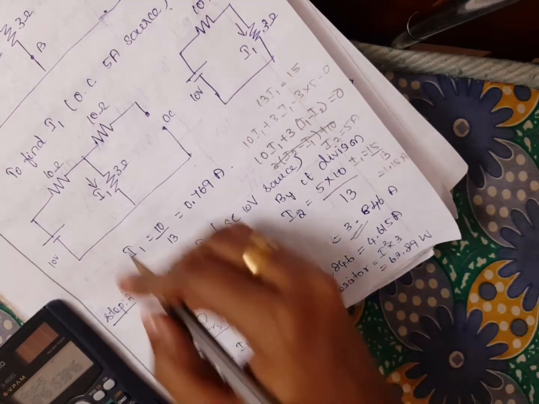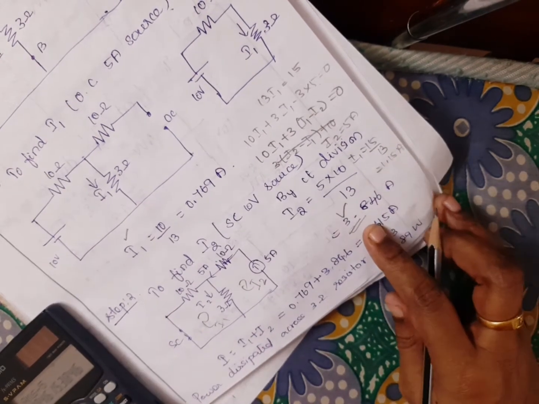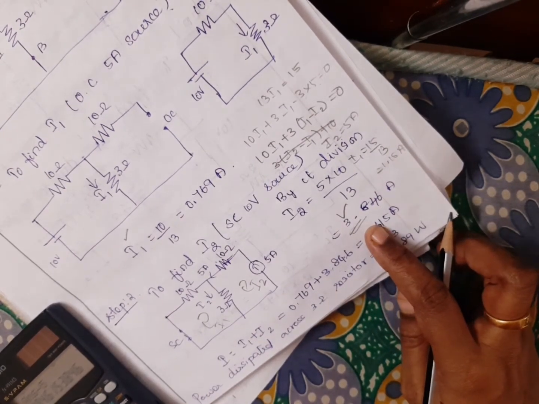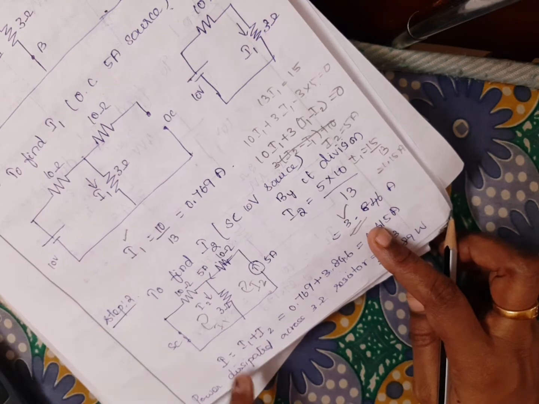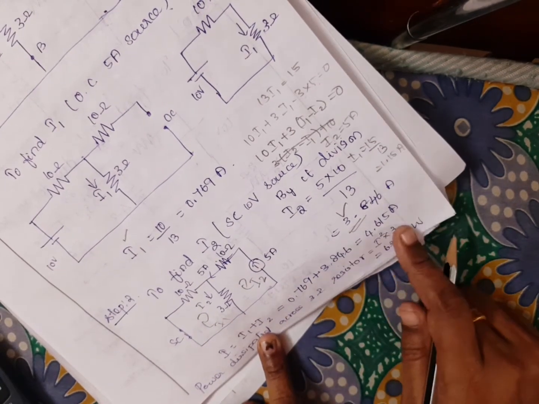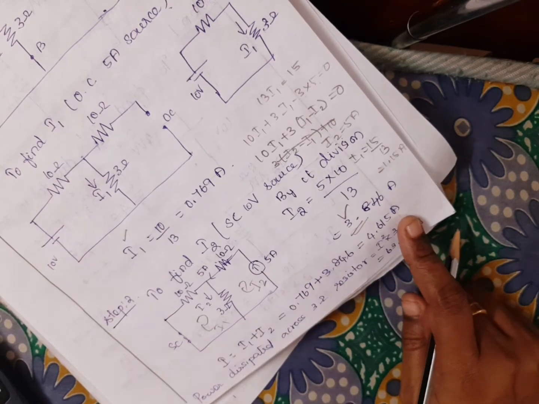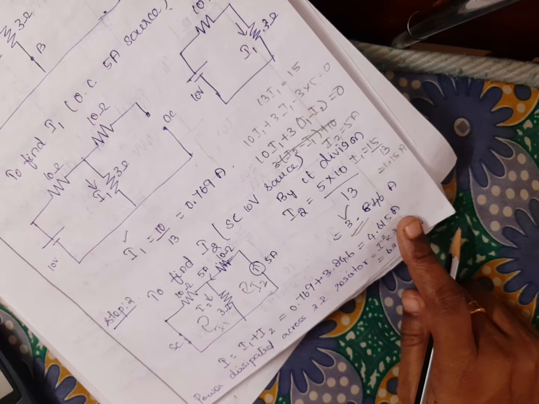So now we got the I1 value as 0.769 and the I2 value as 3.846. So now you want to add these two values. If you add these two values, you get the answer as 4.615.